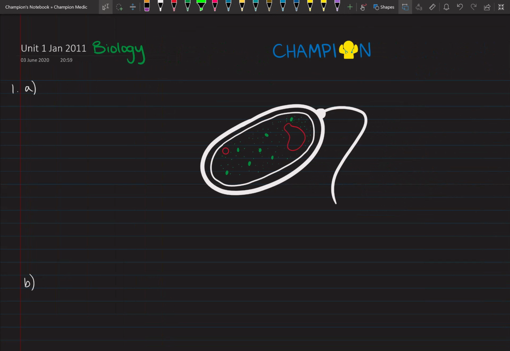So question number 1 is simple knowledge recall, where they're asking us to label A. So we know from looking at the diagram that's the cell membrane.